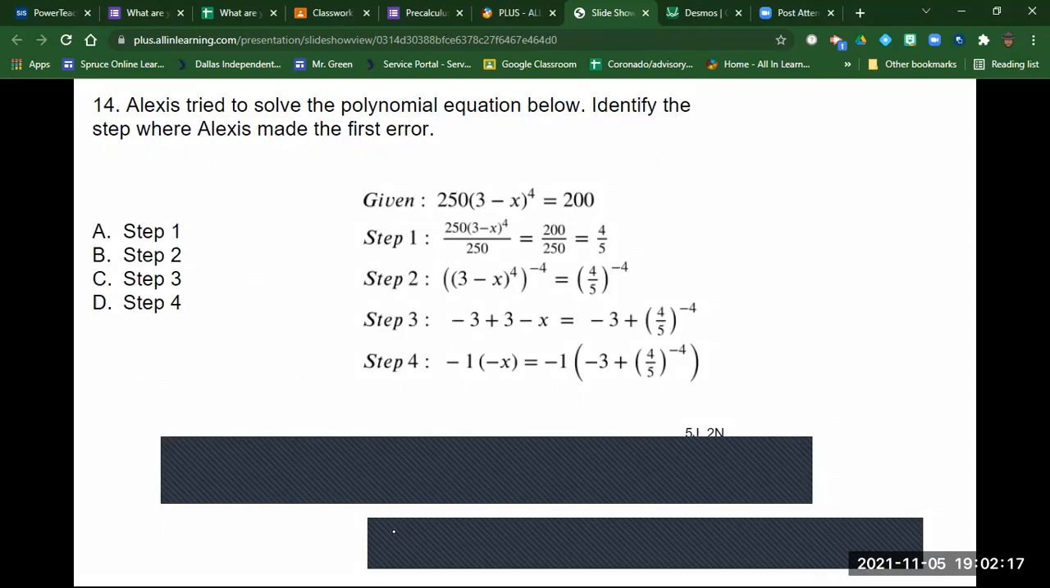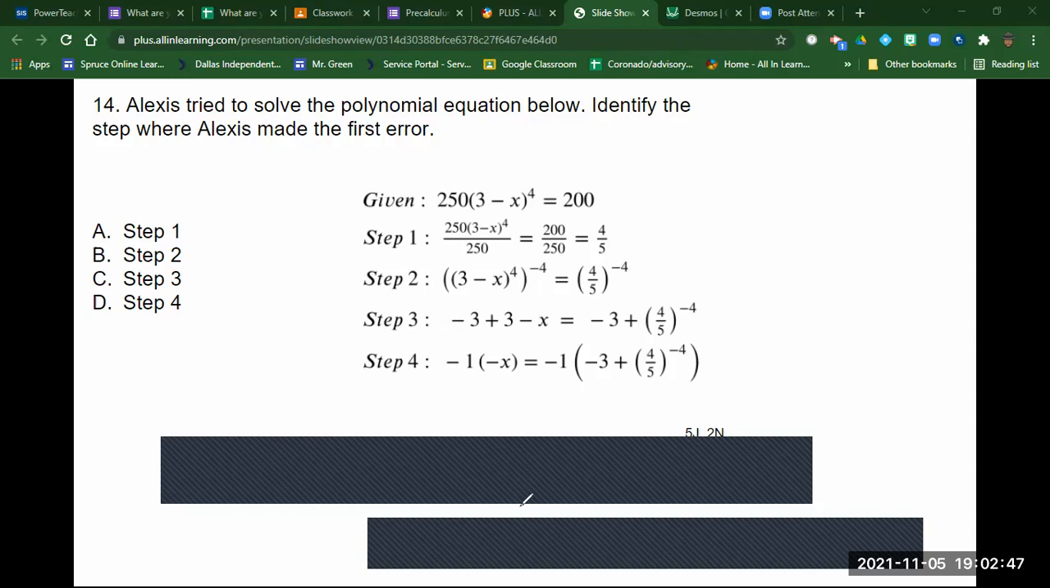All right, well, let's just try to solve the polynomial equation below. Identify the step where the first error is made. Okay, get to these red here. All right, so here's the first thing. First thing we need to do to solve this polynomial equation is we need to get rid of that 250. So he's going to divide both sides by 250. Do that there, and we'll get that.